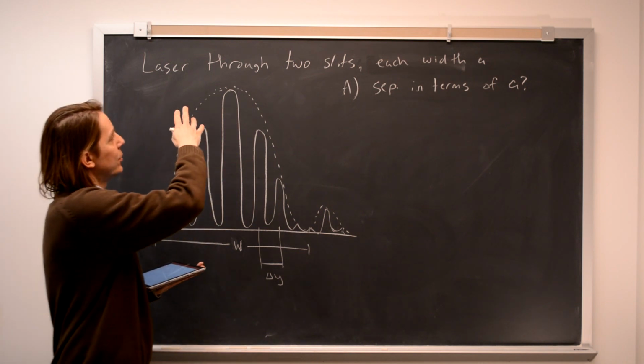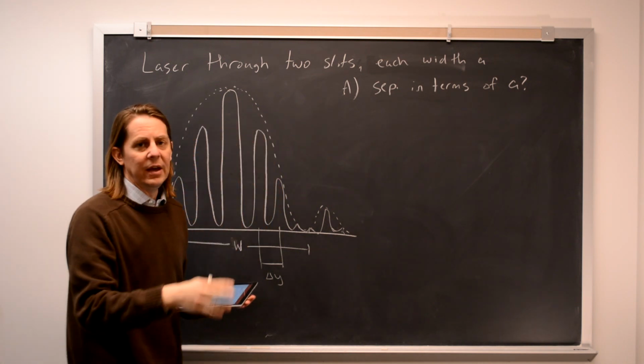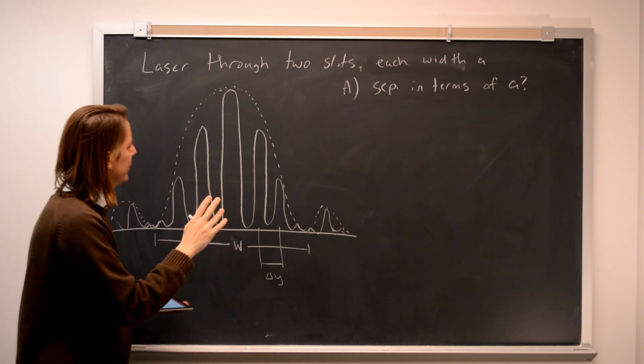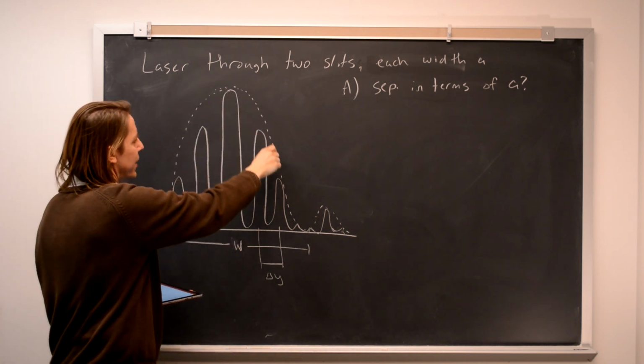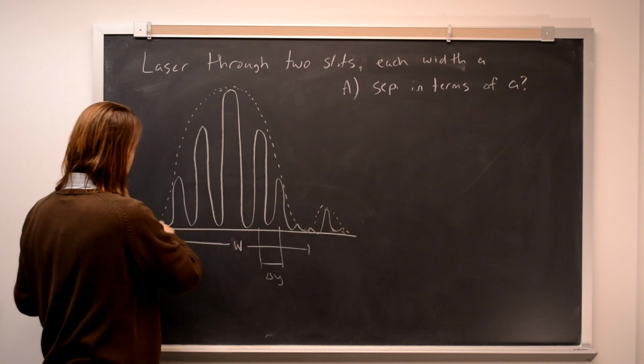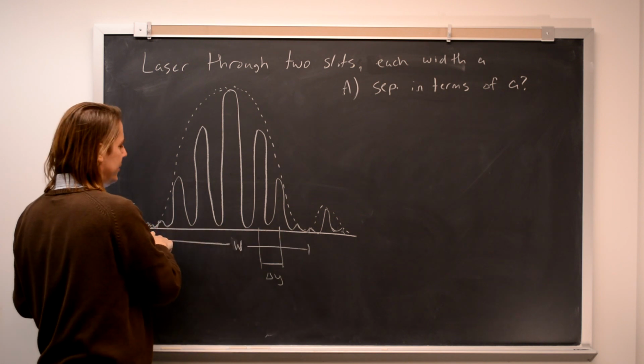Right, for this one, we have a laser going through two slits. Each has width A, and they say the pattern looks like this. So you've got to look at this pattern and recognize a few things. They're showing you the diffraction envelope here in dotted lines. Right? It's one big envelope with a minimum that we really care a lot about, right there and right there.